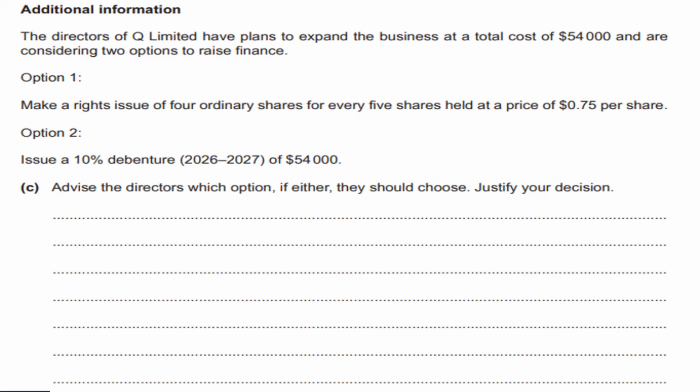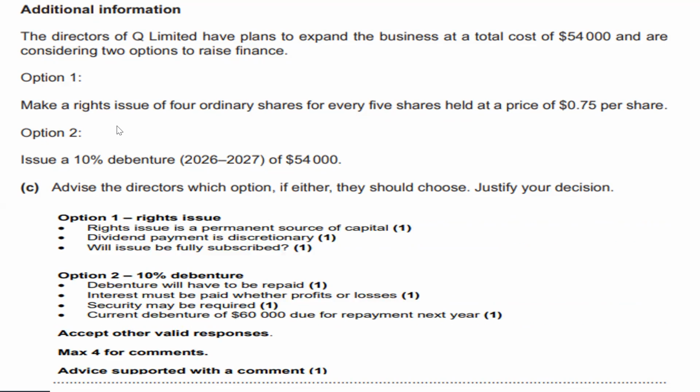You can either raise the finance from issuing shares, that means own capital, or loan capital. Whenever two options are given and they ask you to choose, what do you do? You write advantages and disadvantages of both, and then in conclusion you choose one and write why you chose it. What are the 3 points for rights issue and 3 points for debentures?